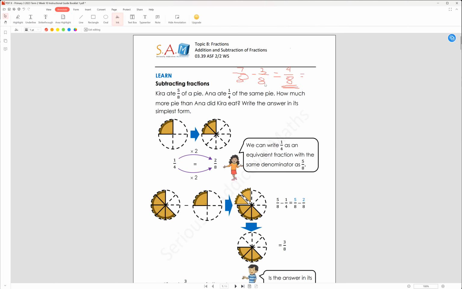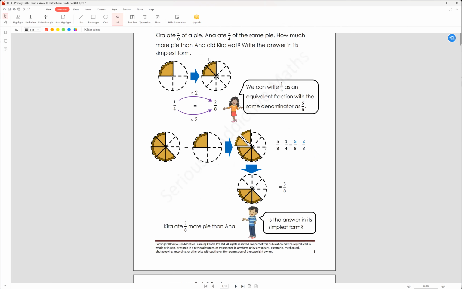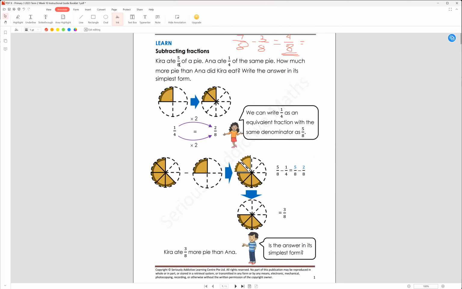So for like fractions, you can subtract this way, but what if the fractions are unlike? For example, Kira ate 5/8 of a pie, Anna ate 1/4 of the same pie. How much more pie than Anna did Kira eat? In other words, you have to take 5 out of 8 minus 1 out of 4. These are unlike fractions, because the denominator is different.